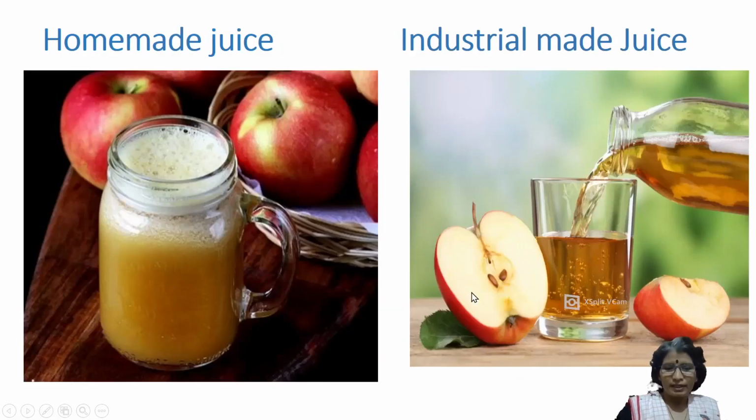Here I will explain this one. This is apple juice. This is also apple juice. But this is homemade, and this is industrial made. See the difference. Here the industrial juice is very clear and transparent, but the homemade juice is very thick and pulpy. What happens in the industries at the time of juice preparation? Proteases and pectinases are added to the juice. These enzymes completely digest the pulp. That is why finally a clean and transparent juice can be obtained.